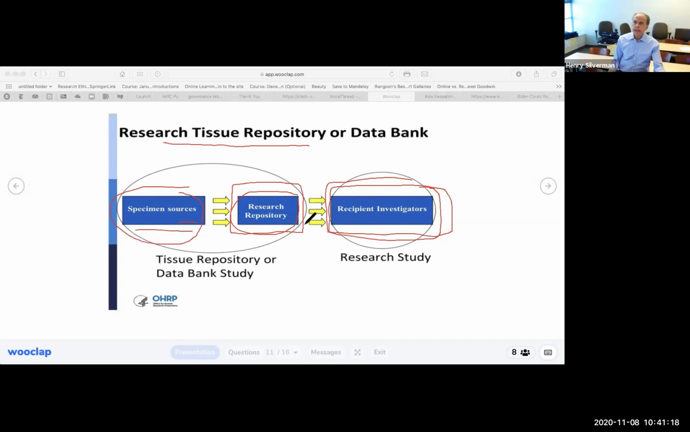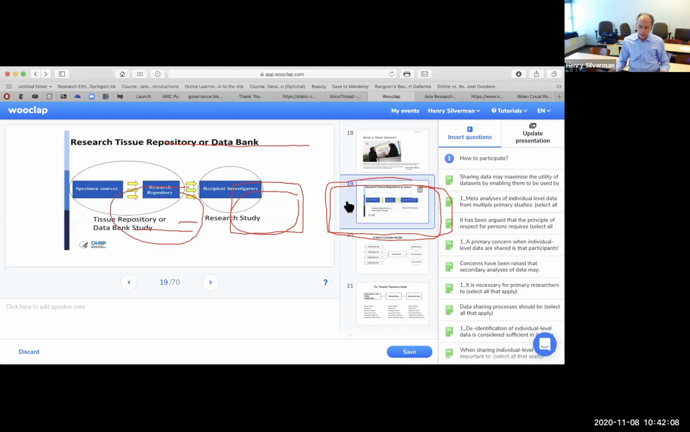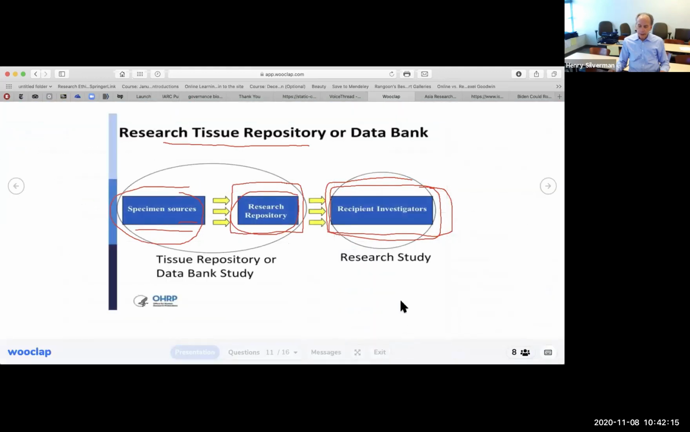Now, if the individuals have given broad consent, and in the consent, it talks about issues about de-identification, then if the investigators are obtaining de-identified information, it's not considered to be human subject research.